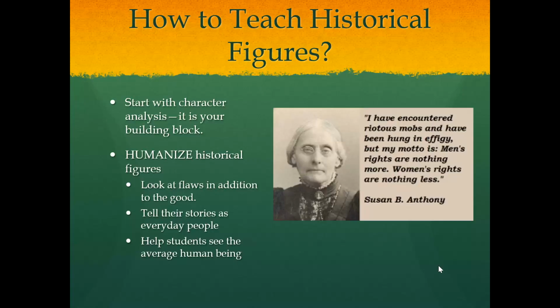So first you need to know your person, and you would build a character analysis. And then you humanize them. You make sure to talk about who they were as a person, not just what they did. Look at their flaws. Tell their everyday story like they're everyday people, and just help them see that they were human beings, not just some figure that existed in the past. I'm going to give you an example of how you might do that specifically with Susan B.